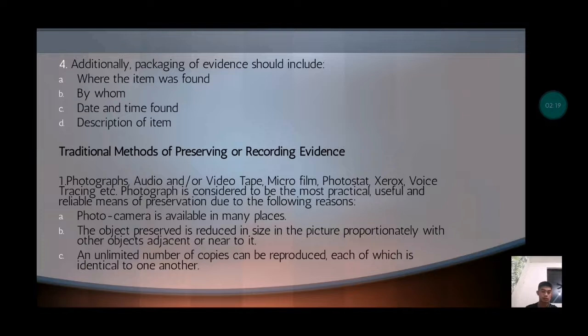Photography is considered to be the most practical and reliable means of preservation due to the following reasons. First, a photo camera is available in many places. Second, the object preserved is reduced in size in the picture proportionately with other objects adjacent or near to it. And the third is that an unlimited number of copies can be reproduced, each of which is identical to one another.